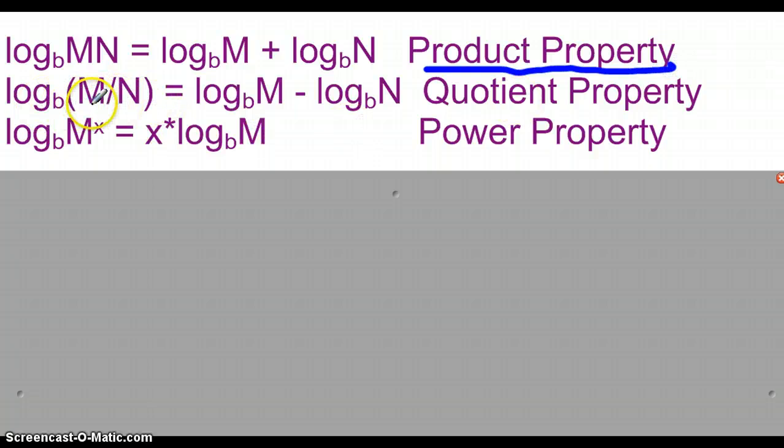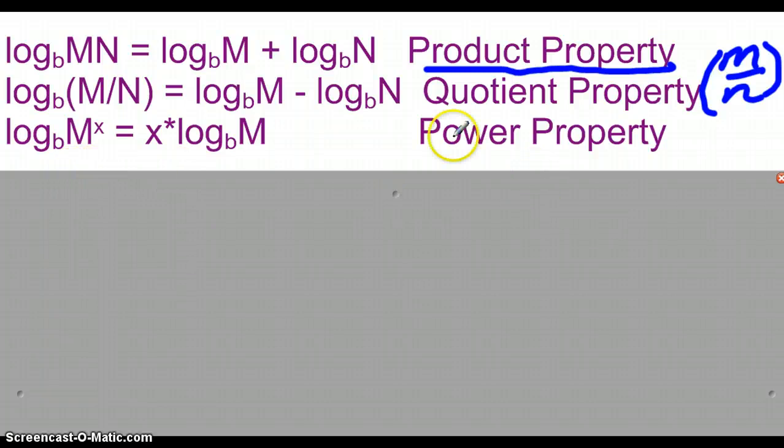To do the log, if it happens to be a division problem, this is m divided by n, I can expand it by writing a subtraction. And notice they both have the same base as b, just like the product property does. But because m's on top, it's going to go first, and n's on the bottom, it would be the second one. So this part right here, some people will actually write m over n in this form. It's probably what you're used to seeing more often, but it can be written like this.